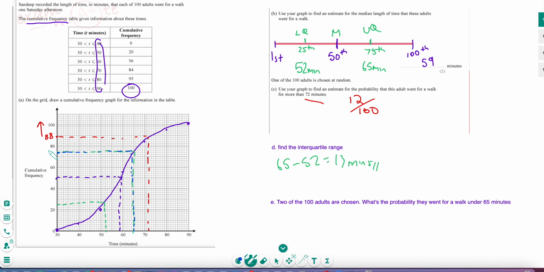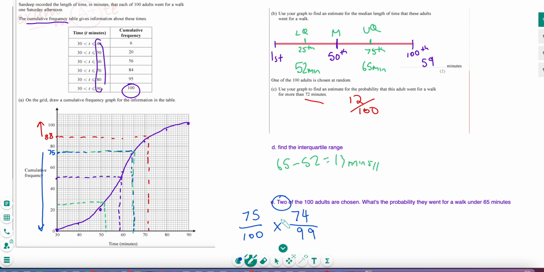So that's about 75, and under 65 minutes, so here and less. So looking for below, from 75 to 0, that's 75 people. The probability of the first person, so we have 2 people, the first person it'll just be 75 out of 100. And then if we choose one person, there's 99 people left, and there's only 74 people remaining who walk under 65 minutes. We just times these.